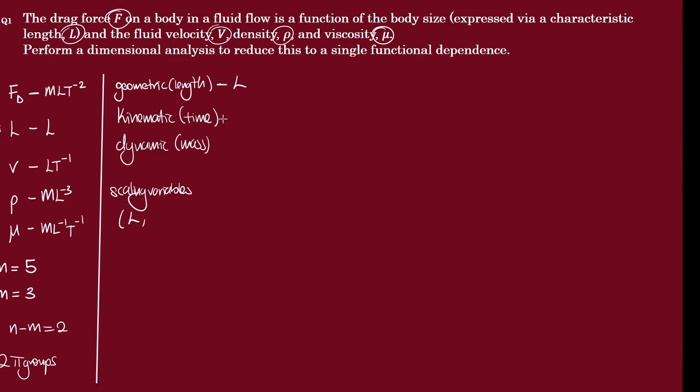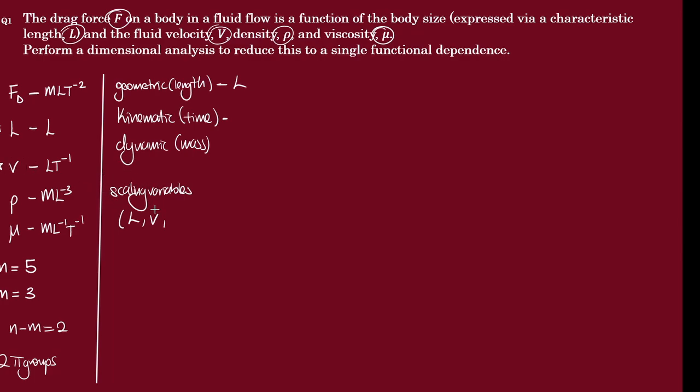Now move over to the kinematic scaling variable, the repeating variable. We look at which of these quantities indicates the rate of something, how the fluid is changing over time. We have only one rate here, which is V for velocity, and that's convenient enough. We use that as V. So that's a scaling variable.